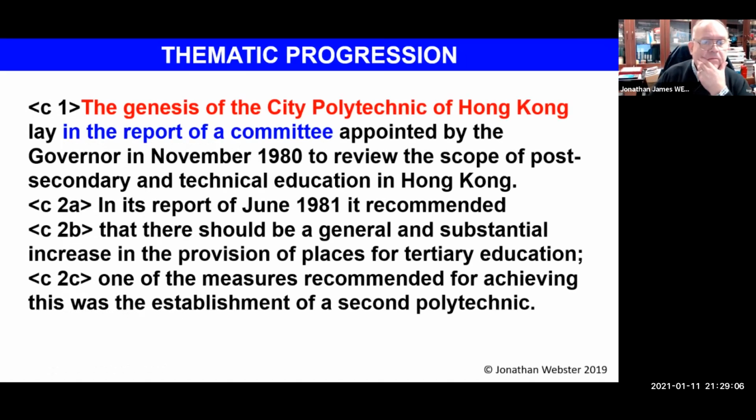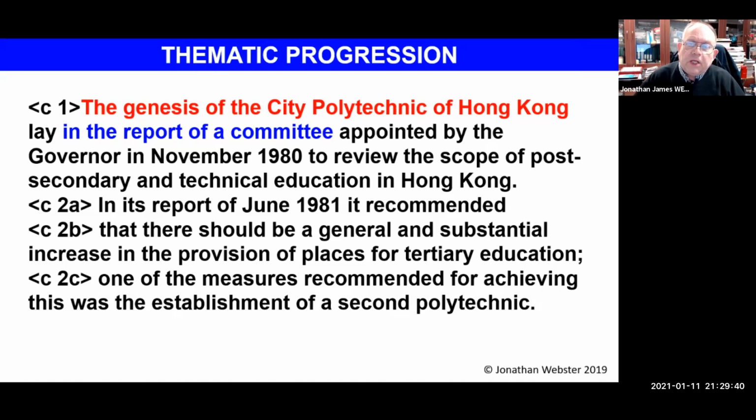All right, now, here's an example. This comes from when City University of Hong Kong was previously City Polytechnic of Hong Kong. There was a book made to talk about the anniversary of, at that time, City Polytechnic, and it went back to trace the history. So it begins, what is theme? The genesis of the City Polytechnic of Hong Kong.